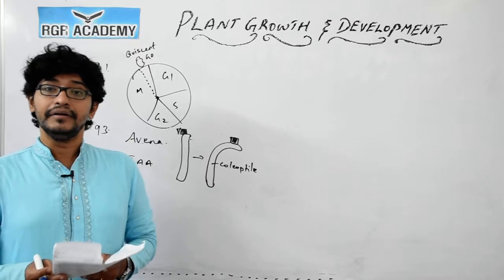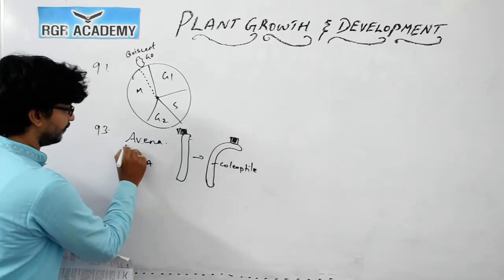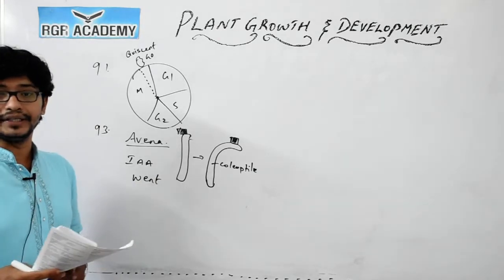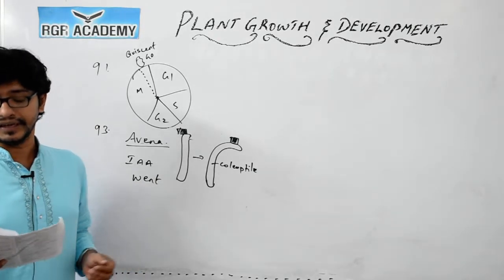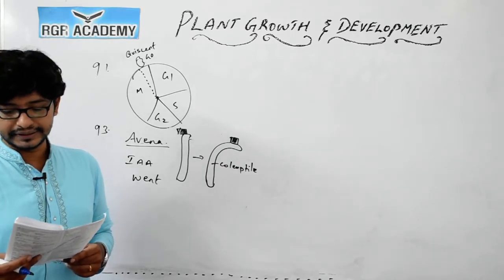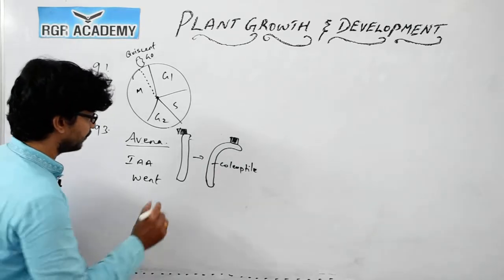Simultaneously, with the Avena test, this was even confirmed by the scientist Went in the year 1928. This can measure auxins up to 300 micrograms per liter.